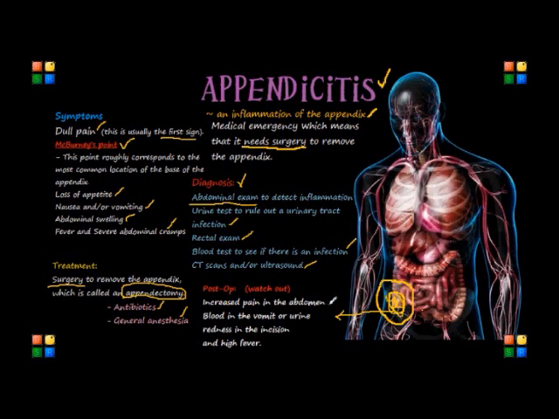After the appendectomy, post-op, as the nurse, you have to watch the patient for signs of increased pain in the abdomen, especially blood in the vomit or in the urine, redness in the incision area, or a high fever, because any of these signs can trigger a major issue. Therefore, the physician should be prompted as soon as possible, okay?